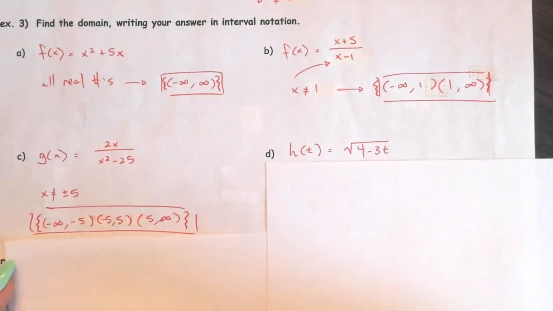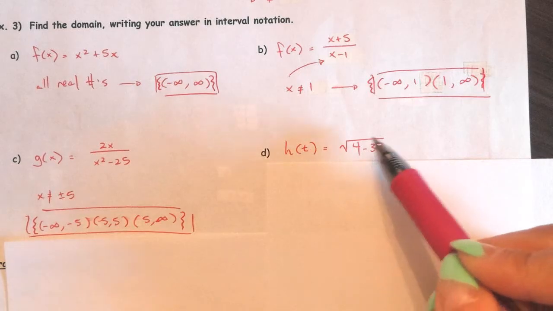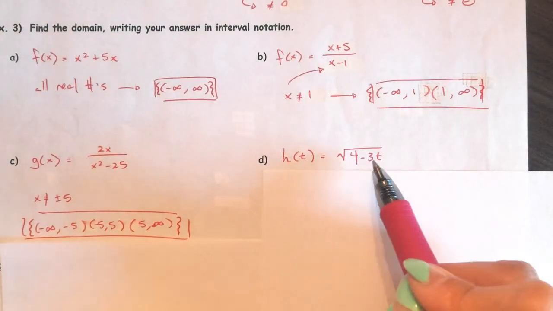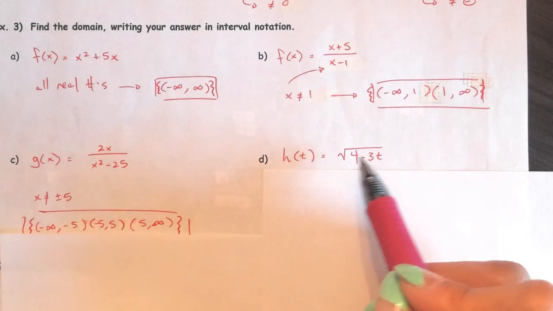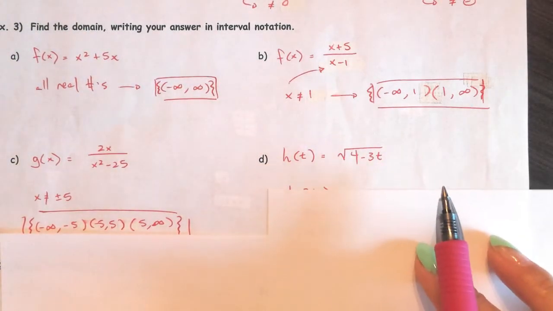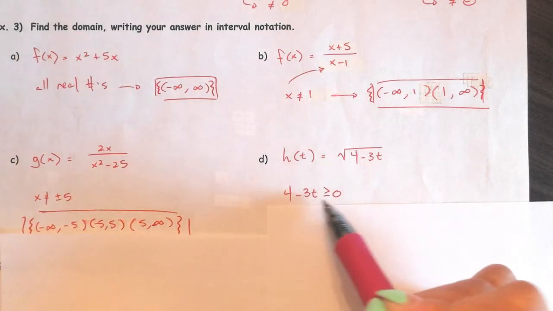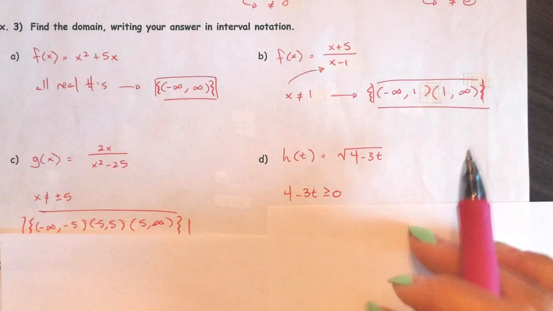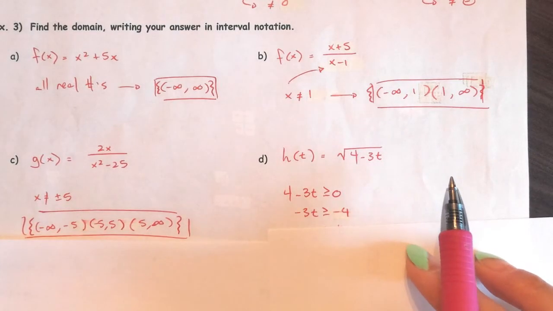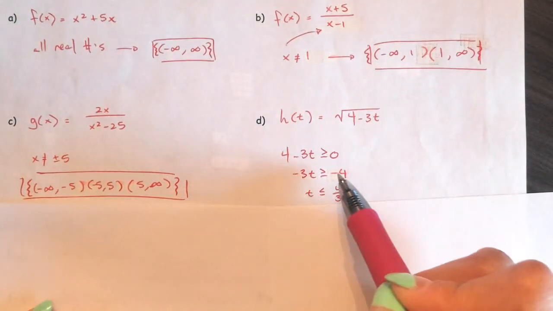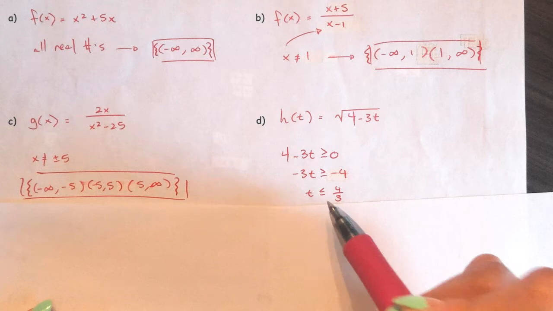Okay, how about something like this? All right, well, we can have 0. What we can't have is a negative. So I take the inside, and then instead of setting it equal to 0 or not equal to 0, I set it greater or equal to 0. So it can be positive or it can be equal to 0. So I set it greater or equal to 0, and then I solve for t. And then after I solve for t, remember when you divide by a negative, you flip the sign.